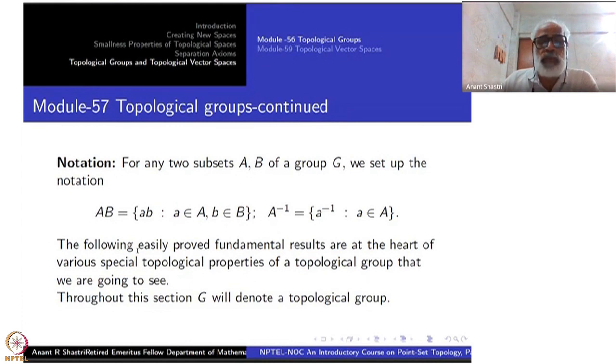So the following easily proved fundamental results are at the heart of various special topological properties of topological groups that we are going to obtain. I will not keep saying that G, mu, e is a group. G will always denote a topological group for some time.